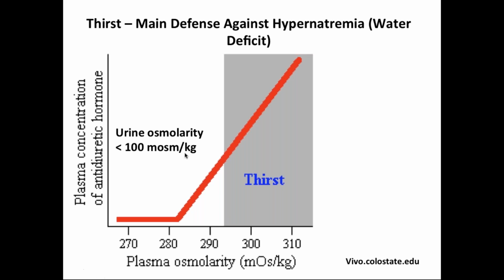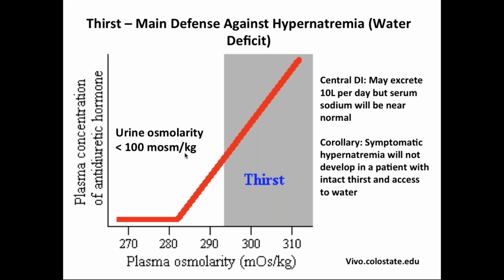And with thirst, the key concept is that thirst is a very potent stimulator, and even if there is no ADH, thirst will prevent hypernatremia. So if you look at patients who have central diabetes insipidus and do not have any ADH at all, they will not develop hypernatremia even if they're excreting 10 liters per day, because the thirst will maintain them and push them to drink the 10 liters as well.